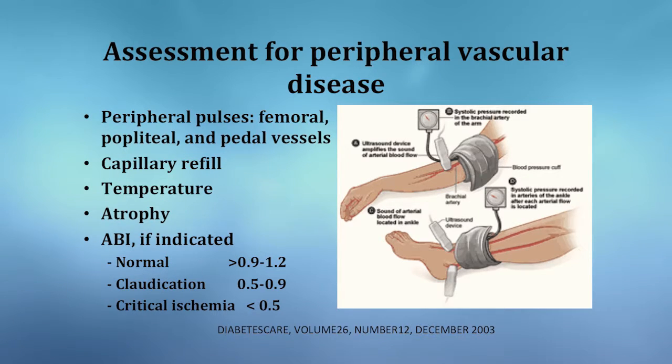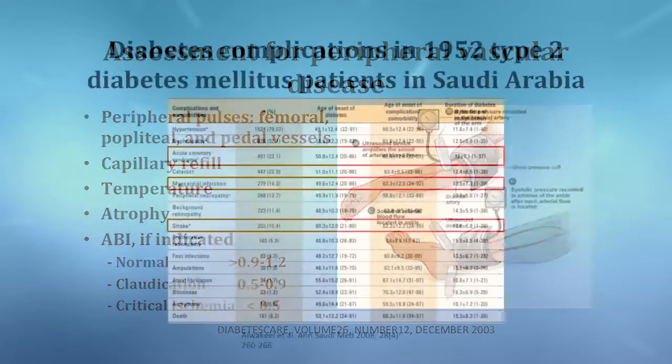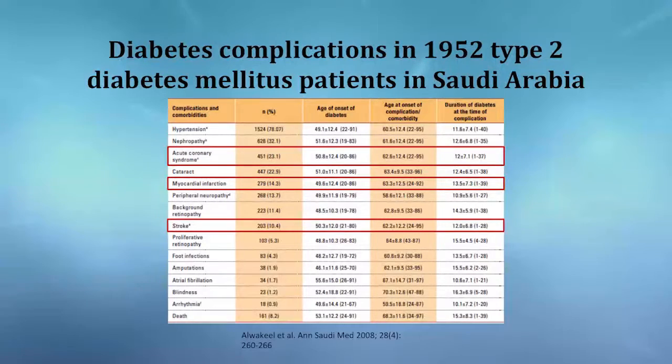And the ankle-brachial index, the ABI, indicates: if it's normal, it will be more than 0.9 up to 1.2. If it's claudication, it will be between 0.5 and 0.9. Critical ischemia is usually less than 0.5. And if we look into the study that we have been talking about since the beginning of the lecture, ischemic heart disease and coronary artery disease is the third most common complication that occurs in diabetic patients in Saudi Arabia, at around 23%.